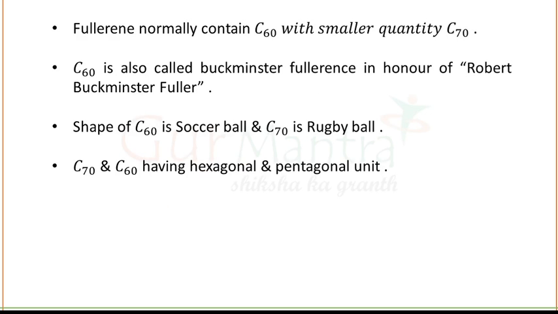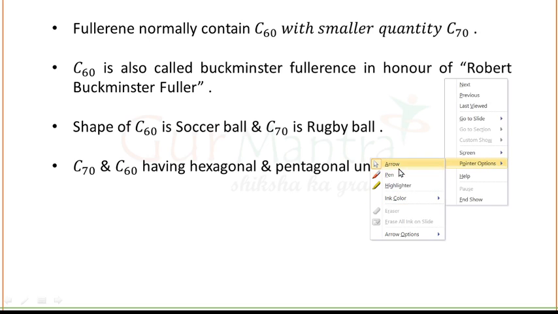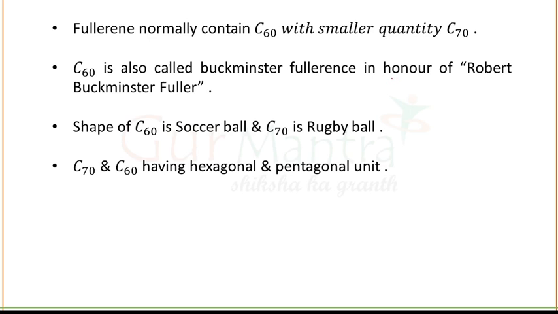Fullerene normally contains C60 with a smaller quantity of C70. C60 is also known as Buckminster fullerene, in honor of Robert Buckminster Fuller. You have to memorize the name of the scientist in whose honor it is named, Robert Buckminster Fuller. C60 is known as Buckminster fullerene.